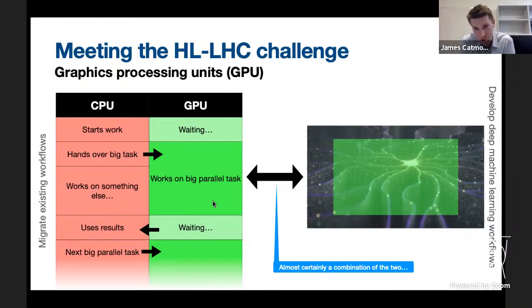The alternative to this is to develop workflows which can largely be run using machine learning or artificial intelligence. And as I implied a few minutes ago, artificial intelligence and machine learning applications run very well on these graphics processing units, these GPUs, because they are inherently parallelizable in this way. Now, it's almost certainly the case that we will end up doing a combination of both of these things. So some of our software will be using the existing workflows, but somehow migrated so that CPU and GPU can work on it together. And then some of our workflows will be developed using machine learning. And this is going to be the work for us for the next several years until the high luminosity LHC starts up in the late 2020s.